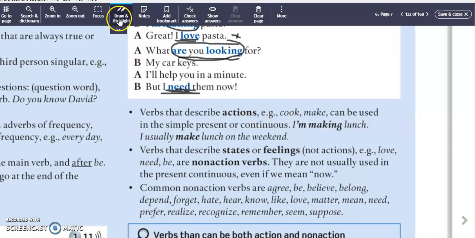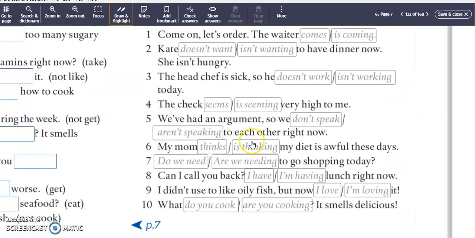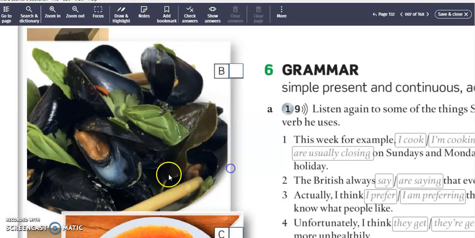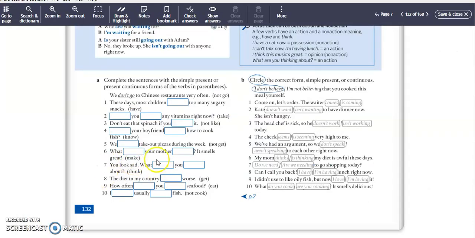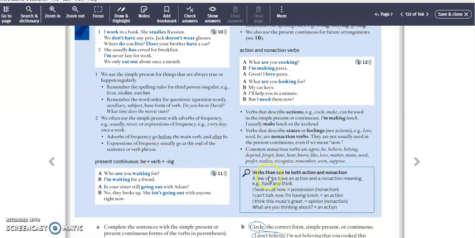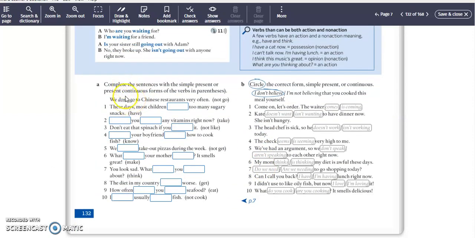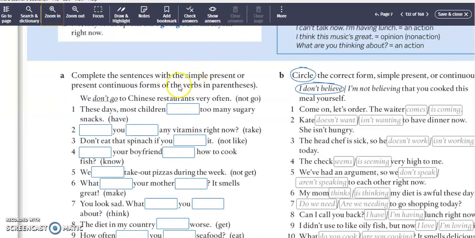Okay, if you need more information for this part, you can go to your book and look at the exercise on page 132. You have the grammar explanation, you have the examples here, and two exercises, exercise A and exercise B. For exercise A, you have to complete the sentences with the simple present or the present continuous form of the verbs in parentheses. Okay?